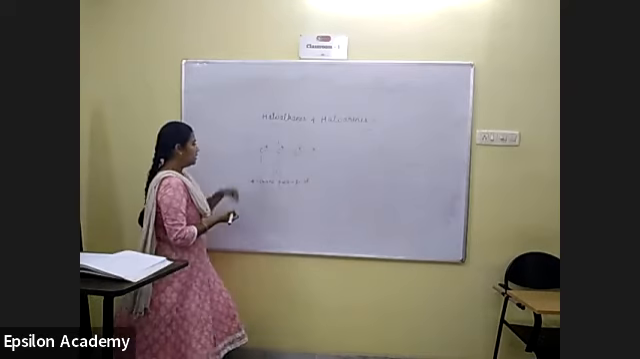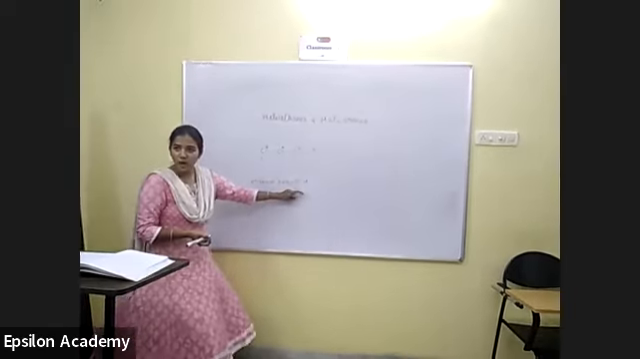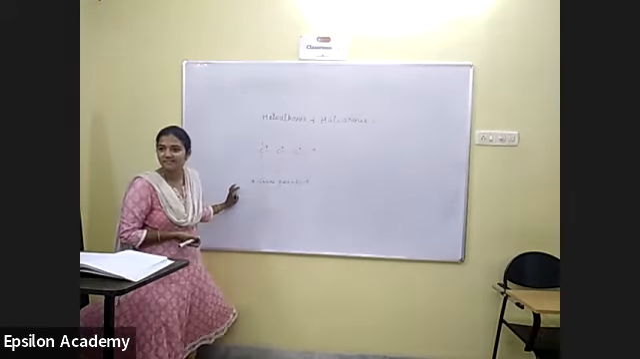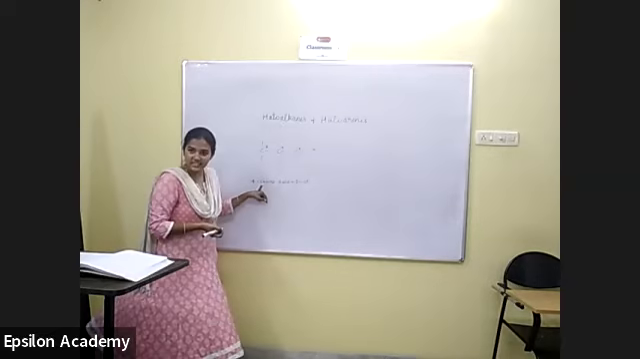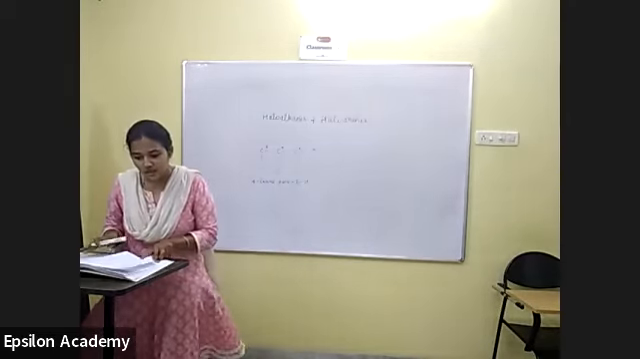Pentan-2-one. Okay. So here, why doesn't pentan-2-one come in front? Because you have to write alphabetically. Clear? Alphabetically you have to incorporate this first. Clear? Now take this form.